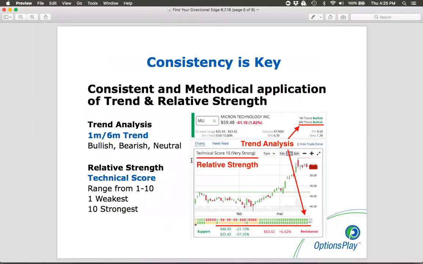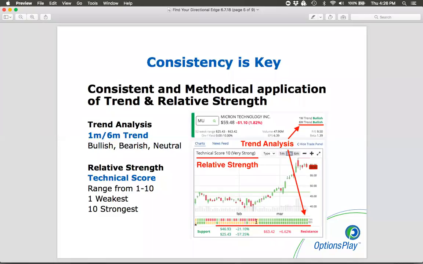So like I said, there's many different ways to analyze trend. What we offer here at OptionsPlay is a 1 month and 6 month trend indicator. So instead of having to pull up your own moving average, figure out which period moving average to look at, then decide based on that moving average, is the stock in a bullish or bearish phase, we do all of that analysis for you, and we tell you whether the 1 month and 6 month trend of a stock is bullish, bearish, or neutral. And you can see it on your chart right here in the upper right-hand corner, the 1 month and 6 month trend, which gives you the current snapshot.